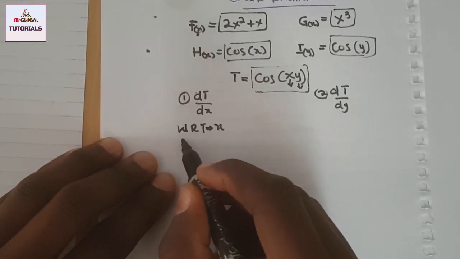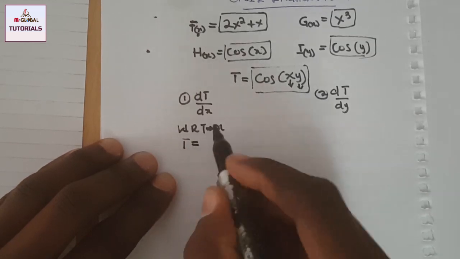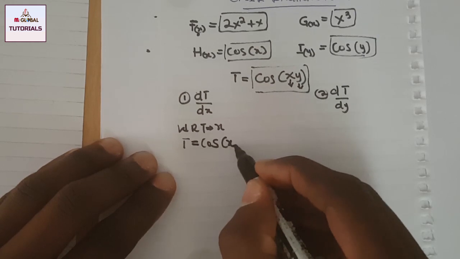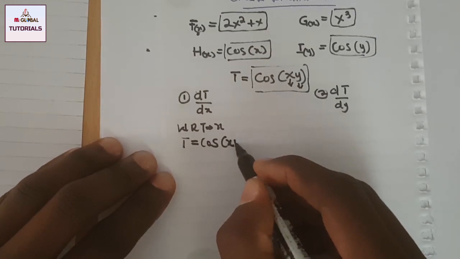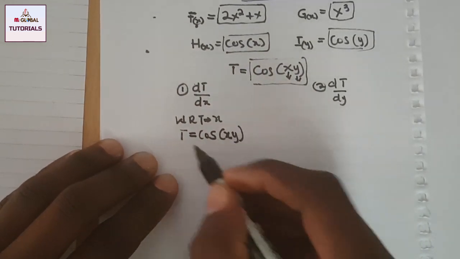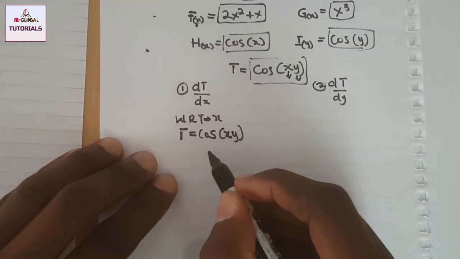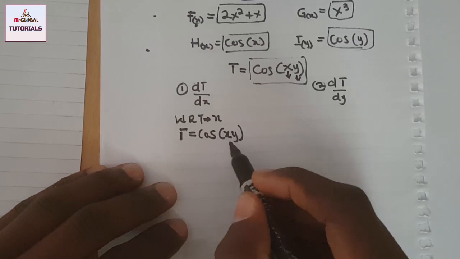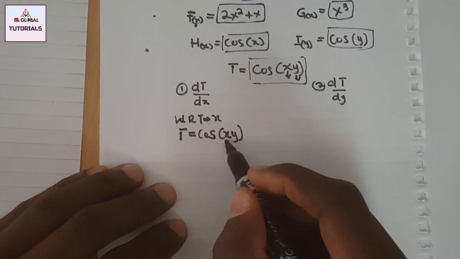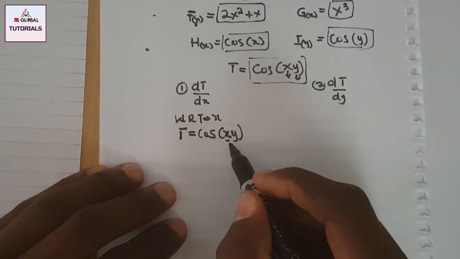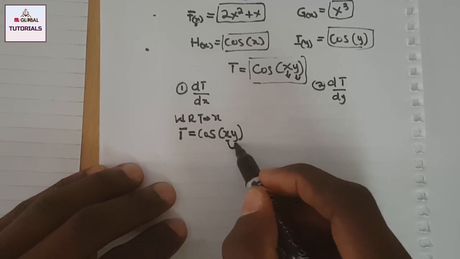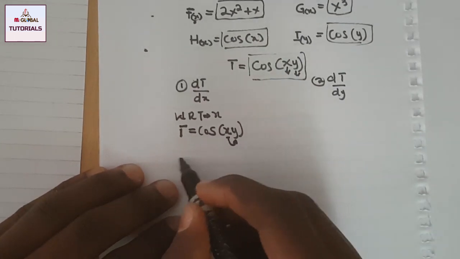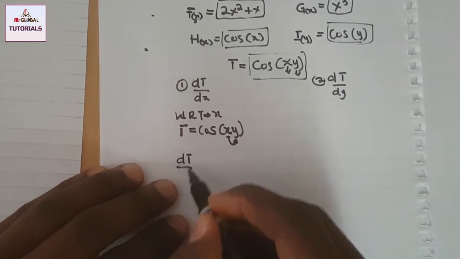Alright, let's rewrite the function here. T is equal to cos xy. We are differentiating with respect to x. This means only x is the independent variable. If that's the case, our y becomes a constant.